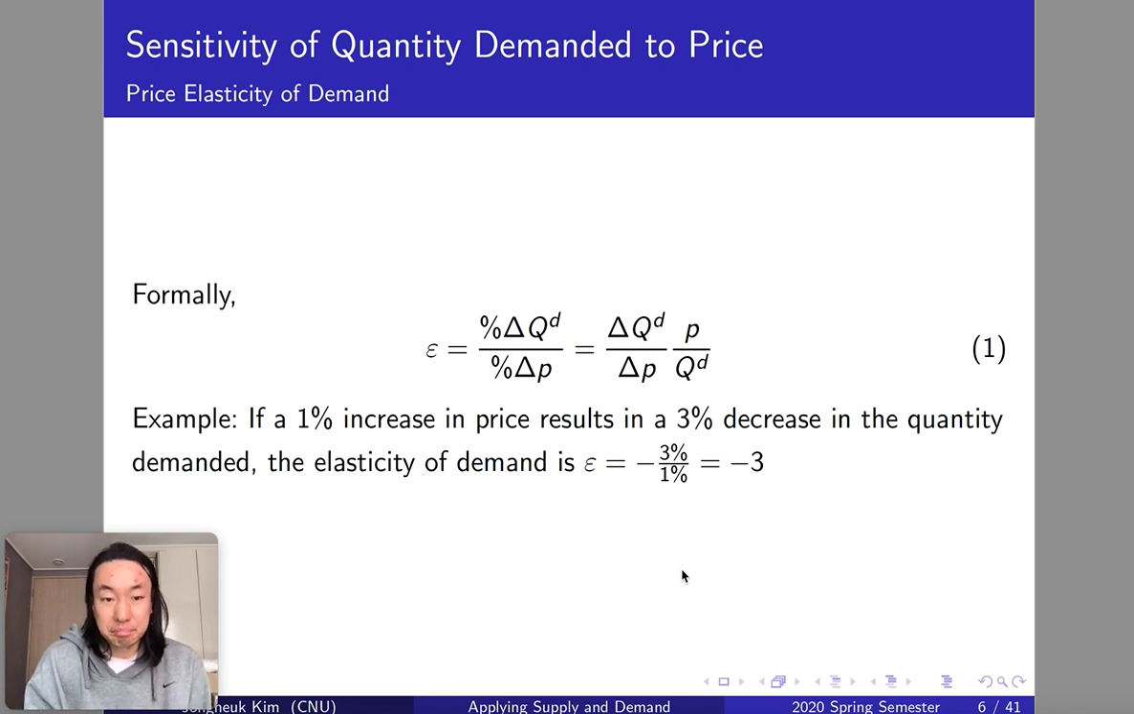So for example, if a 1% increase in the price results in a 3% decrease in the quantity demanded, the price elasticity of demand is negative 3% over plus 1%, which equals negative 3. Okay, the unit is nothing. There is no percentage. There is no single unit of something. So there is no unit, just negative 3. Okay.